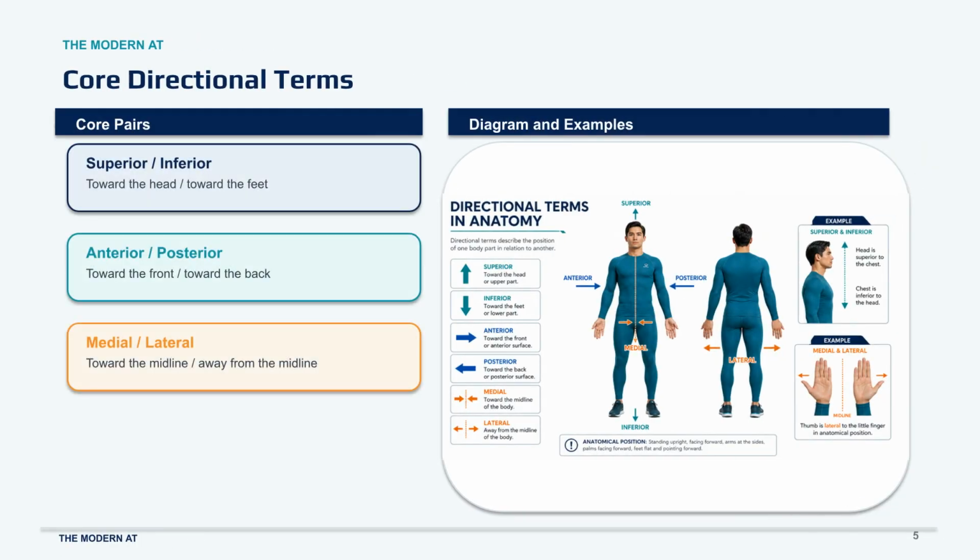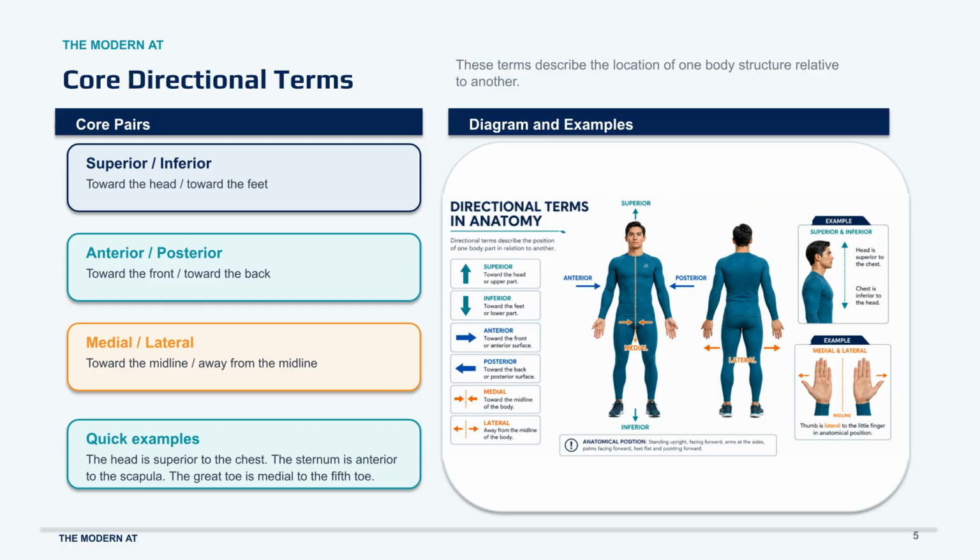The core directional pairs are superior-inferior, anterior-posterior, and medial-lateral. These terms describe the position of one structure relative to another. For instance, the sternum is anterior to the scapula, and the great toe is medial to the fifth toe.